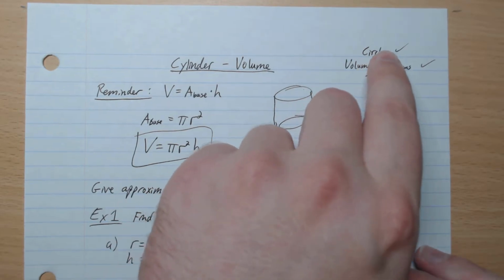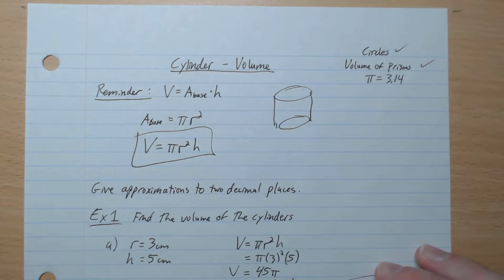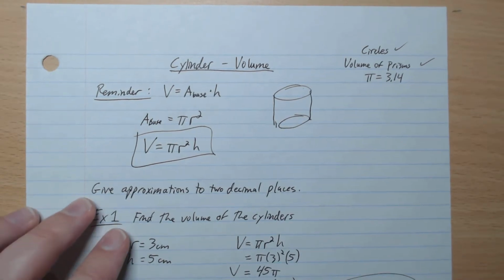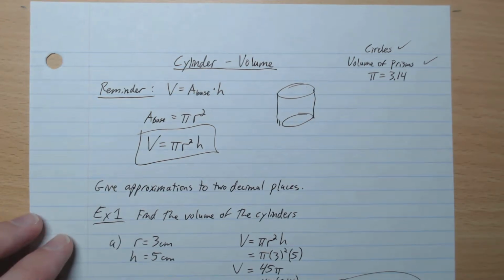So if you've completed the previous video on circles and the previous video on volume of prisms, today's lesson will be a lot easier for you. We're also going to set pi as 3.14 in our calculations.